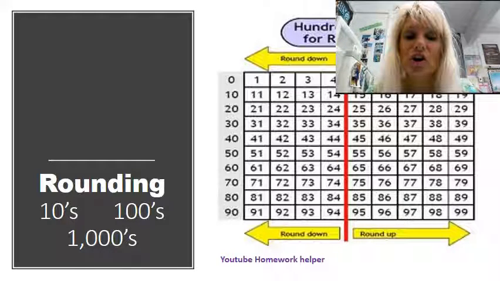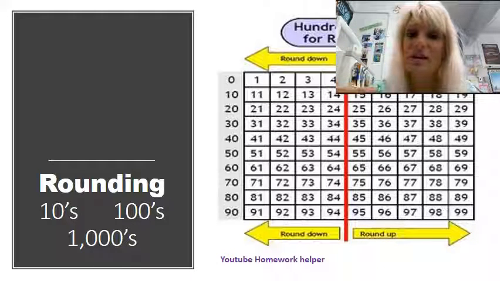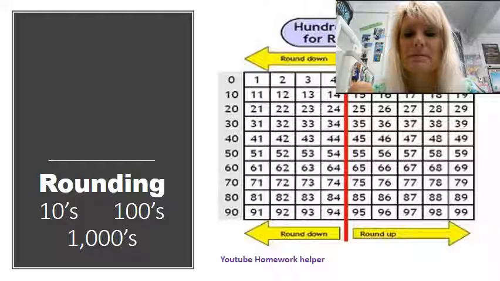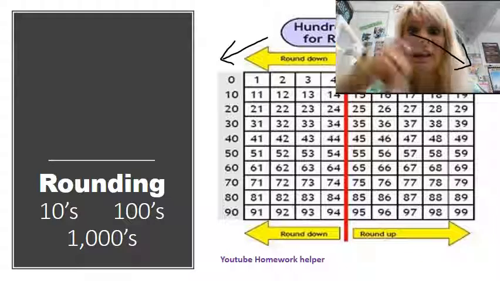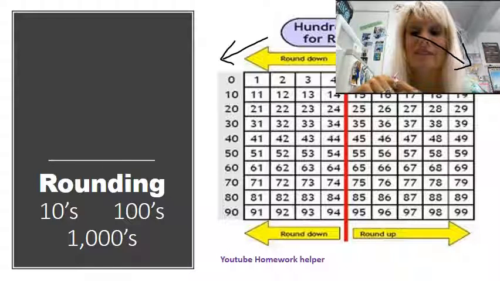Tonight we're going to start talking about rounding to the tens, the hundreds, and the thousands. So let's take a look at our rounding chart that we have here in the front. I want you to pay close attention. Sometimes we're going to be rounding down, and sometimes we're going to be rounding up. So let's see how this is all done.